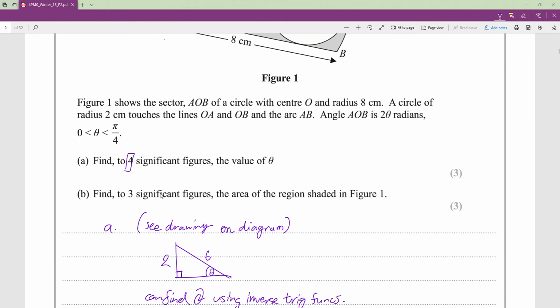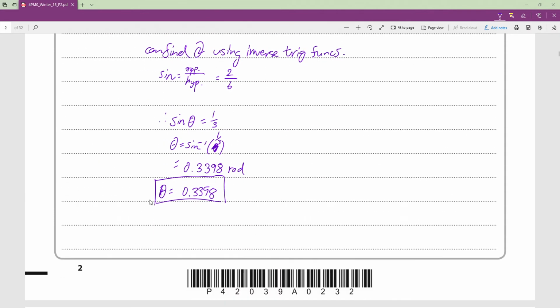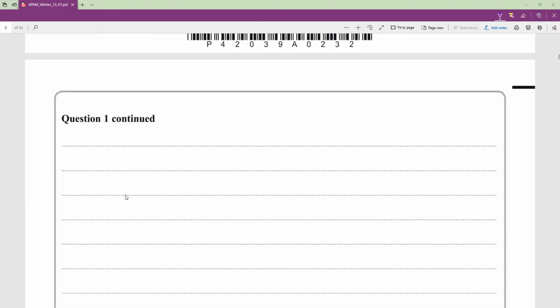Find to 3 significant figures the area of the region shaded in figure 1. Okay, so this should also be quite straightforward. What we're going to do is find the area of the entire sector, the entire pizza slice, and subtract the area of the small circle inside. So how will we do that?